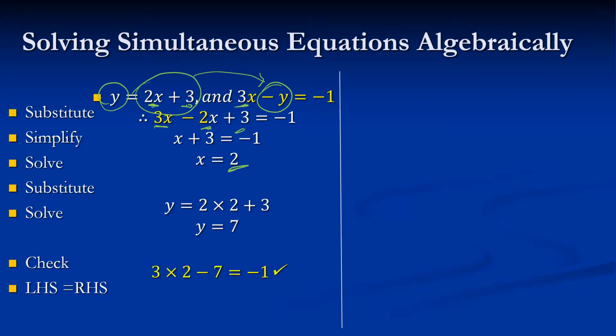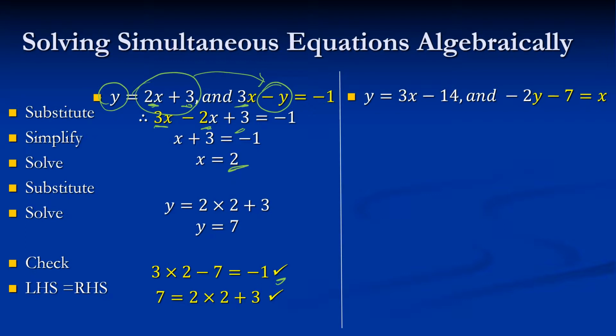Now we do need to check our work. So does 3 times x, which is 2, take 7, which is y value, equal -1? And yes, it does. So the left-hand side equals the right-hand side. And we just give a little tick when we're checking. And likewise, into the other equation, does 7 equal 2 times 2 plus 3? And yes, it does. So let's have a look at another example here of two expressions or equations.